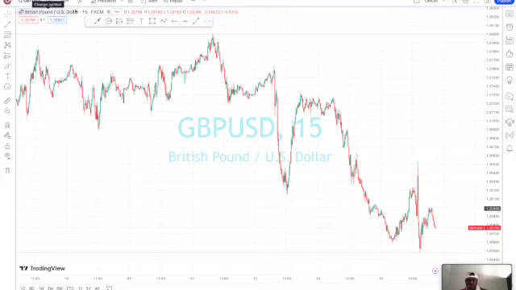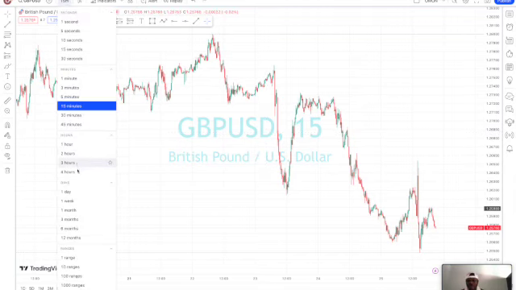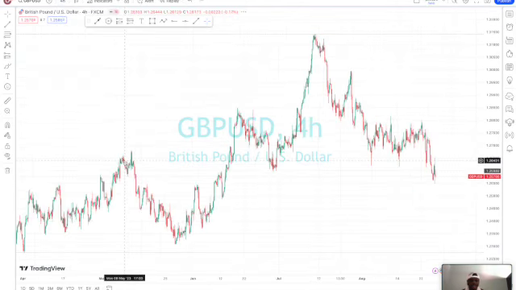So the first thing you need to do when you want to analyze a market, when you have selected the pairs that you want to analyze, you go to your 4 hours time frame. You understand? Just simple as that. 4 hours time frame. From there you can see the trend.